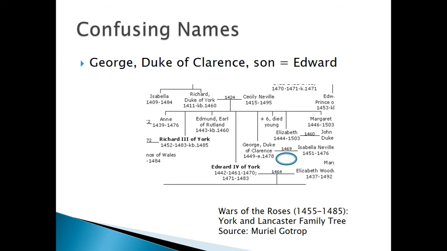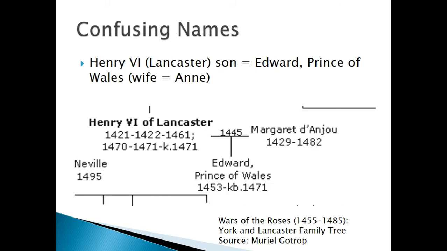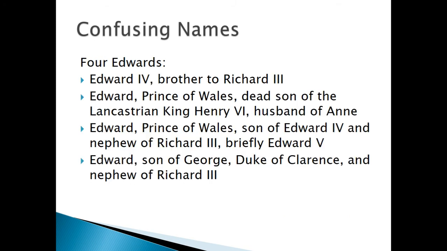There's also an Edward, a second Edward, who is the son of George, Duke of Clarence. So there's Edward IV, and then this nephew of Edward IV, also called Edward. And then, of course, to make it more complicated, the son of Henry VI, who's dead at the beginning of the play, is called Edward, Prince of Wales, and he is the husband of Anne, who becomes Richard III's wife. Both Henry VI and Edward, Prince of Wales, are dead at the beginning of the play. So there are four Edwards.